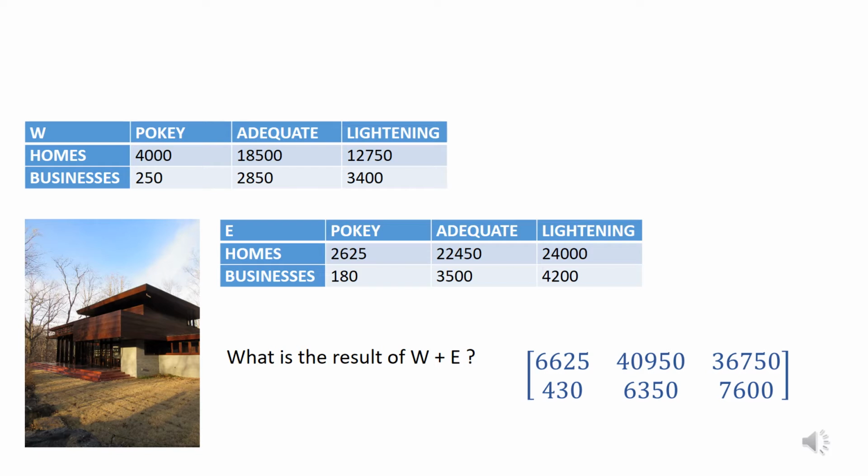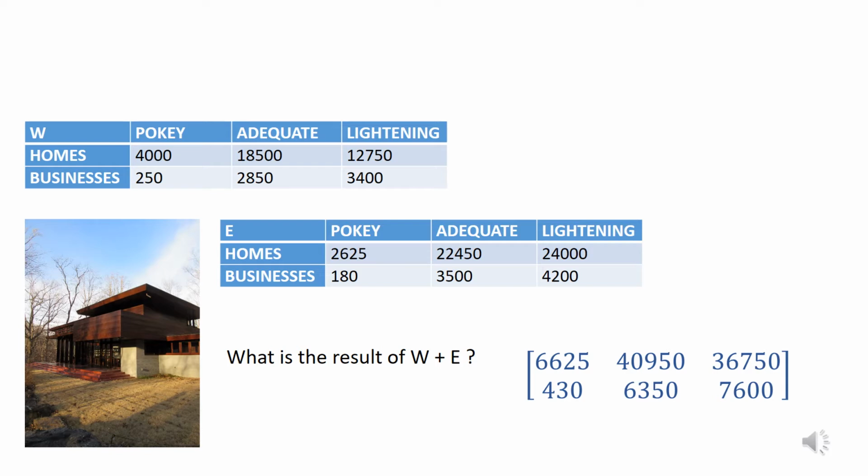So what is the result of adding matrix W to matrix E? Well, first of all, we cannot add matrices unless they are the exact same size. They need to have the same number of rows and the same number of columns. And that's because you add like terms. You always add like terms. In this case, we're going to add like locations. Row 1, column 1 will get added to row 1, column 1 of the other matrix. Row 1, column 2 will get added to row 1, column 2 of the other matrix, etc.